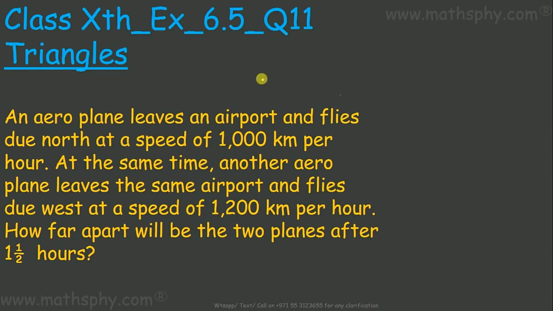This question here, it says an aeroplane leaves an airport and flies due north at a speed of 1000 kilometers per hour. At the same time, another aeroplane leaves the same airport and flies due west at a speed of 1200 kilometers per hour. How far apart will be the two planes after 1.5 hours?